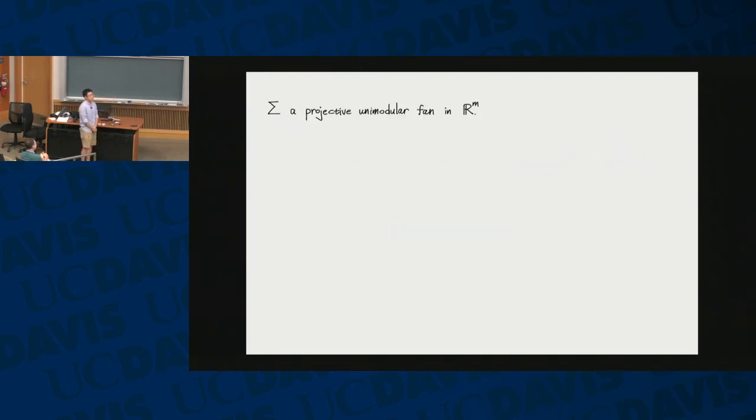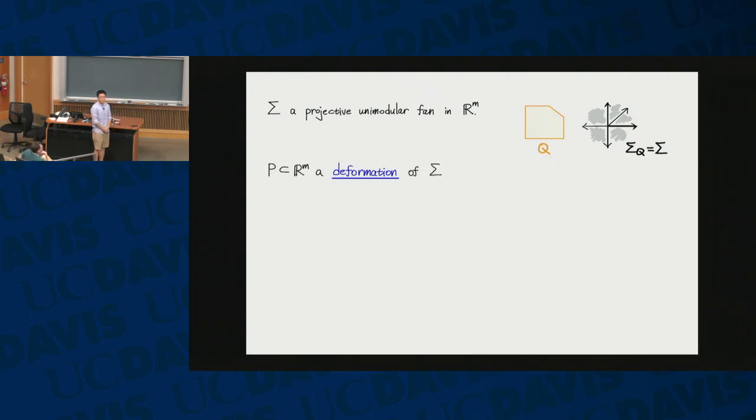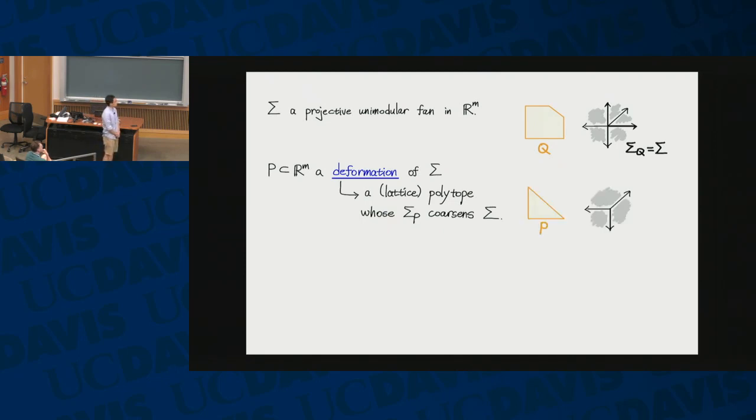So let's start general. Suppose I have sigma, a projective unimodular fan. All I mean by that is I have a nice polytope like Q here, and then I'm taking the normal fan of that polytope to be my sigma. And suppose I have a polytope P that is a deformation of sigma. So what do I mean by deformation? It is a polytope, in fact a lattice polytope in this talk, such that its normal fan coarsens the original fan sigma. So here's an example. Here's a polytope P whose normal fan looks like so, and it coarsens this original fan that we had, so that's a deformation.